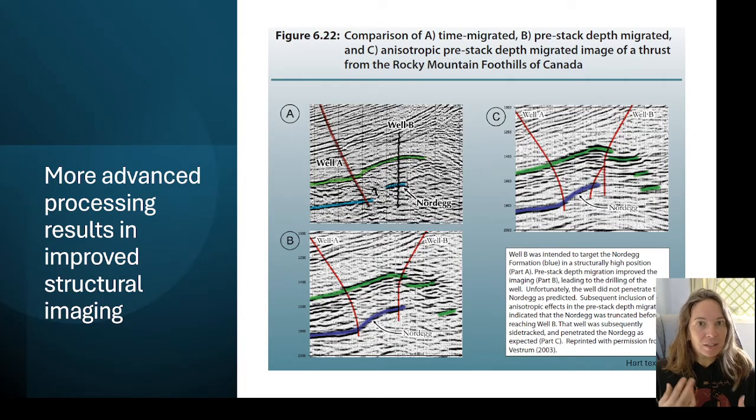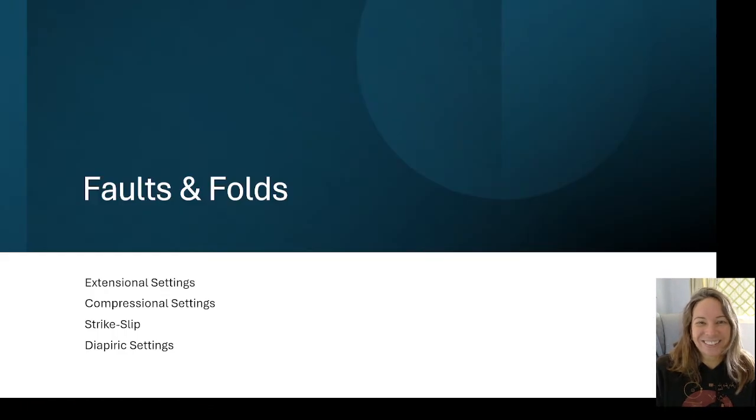You want to keep in mind the type of data you're using, the type of acquisition, the type of processing that it's gone through. And if you have a case where you have a lot of uncertainty, you may want to see if it's worth it to try to reprocess the data to get more accurate results, again depending on the purpose you're interpreting seismic data.